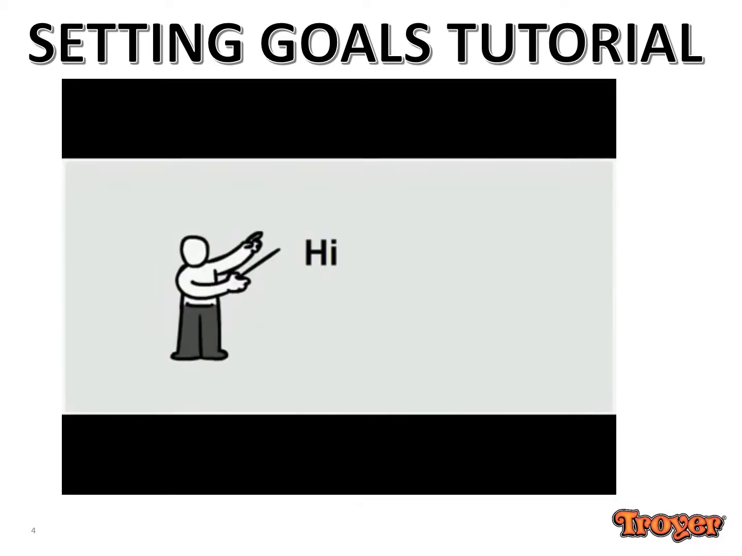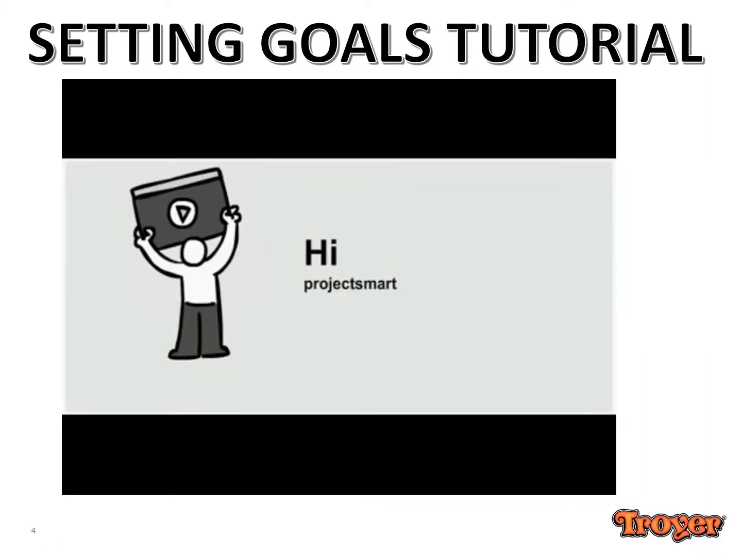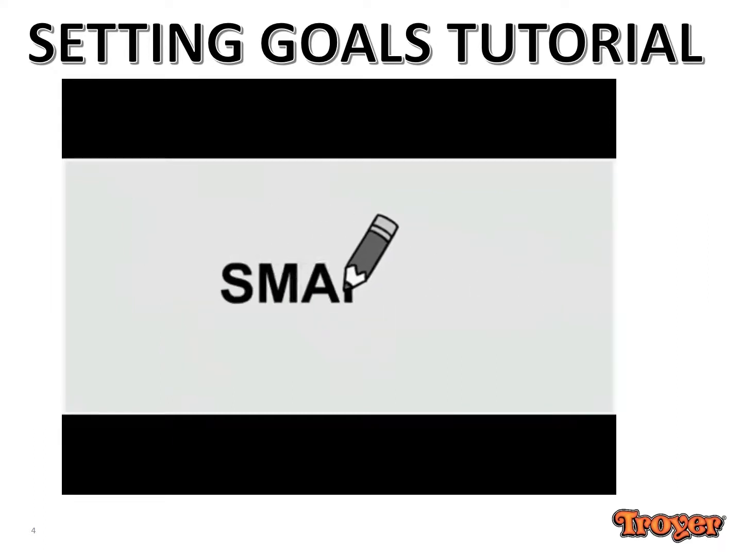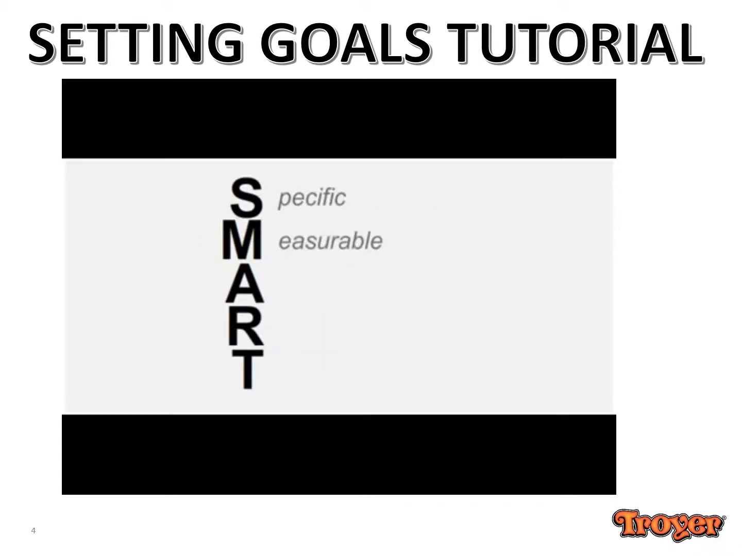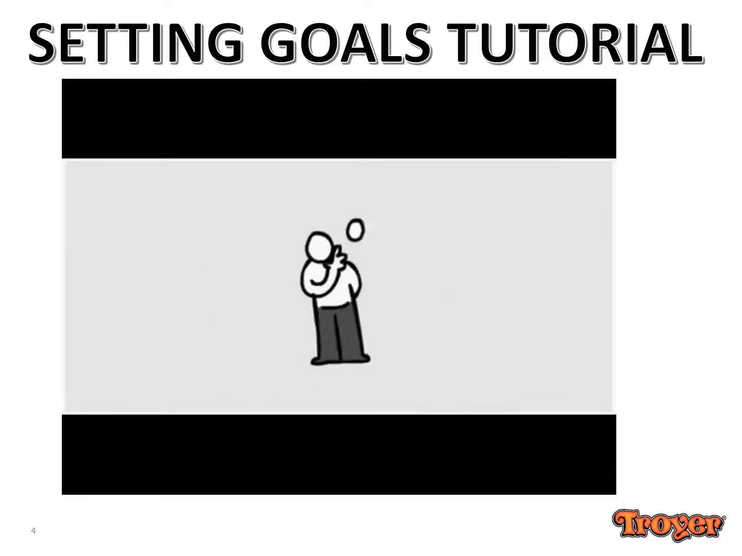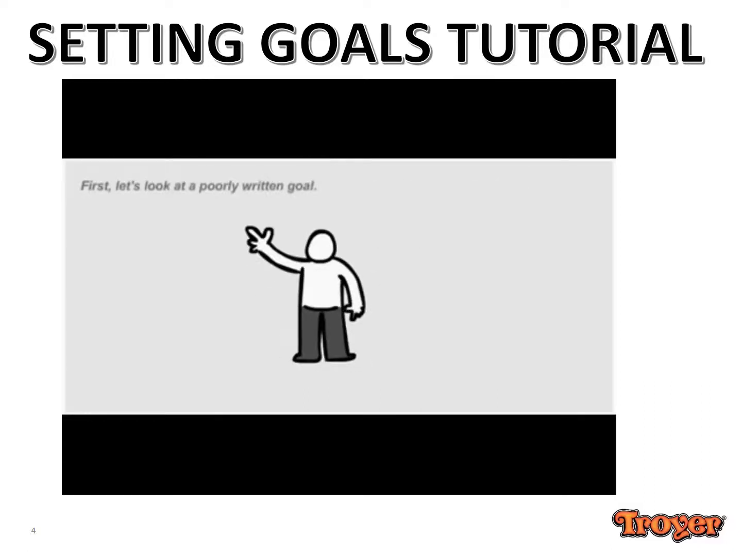Hi, this is Joanne from Project SMART with a short video tutorial on how to write a SMART goal. The acronym SMART has become part of the vocabulary of project planning and performance management. It stands for specific, measurable, agreed upon, realistic, time-based. All SMART goals have these 5 attributes. Well-written goals can be easily managed and provide a clear route to success. But how do you write a SMART goal? First, let's look at a poorly written goal.